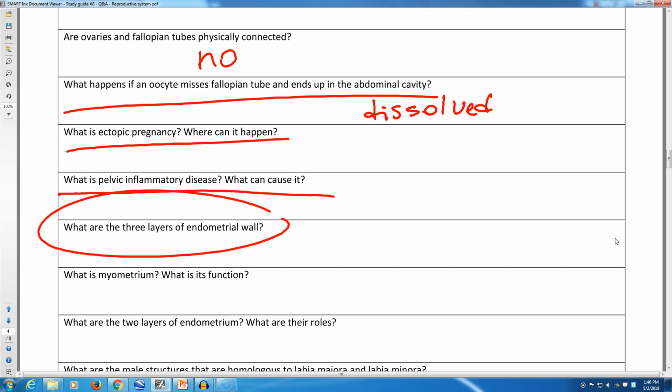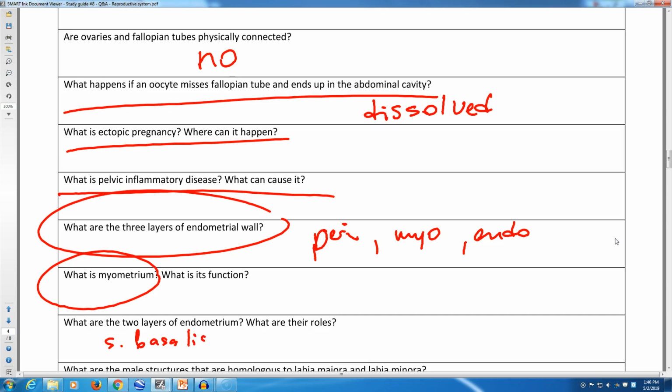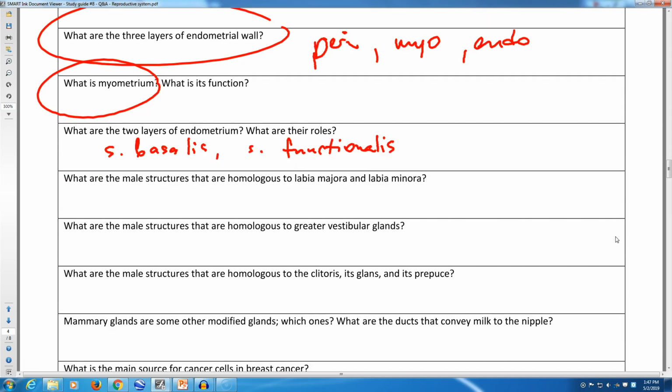3 layers of the uterine wall: perimetrium, myometrium, and endometrium. Myometrium is a muscle. Its function is to contract and relax. 2 layers of endometrium: stratum basalis and stratum functionalis. Stratum functionalis is where implantation occurs. Stratum basalis regenerates stratum functionalis.